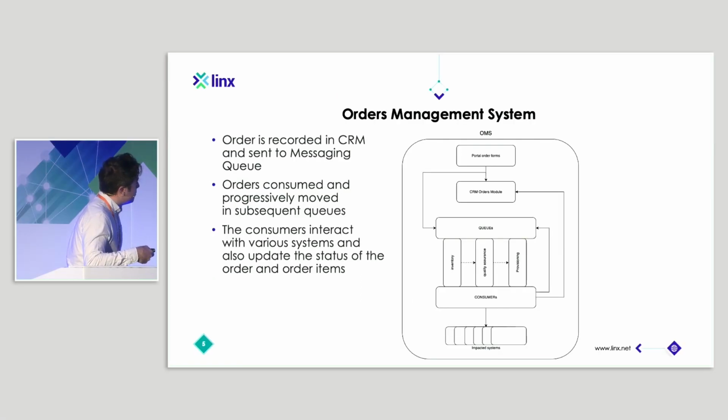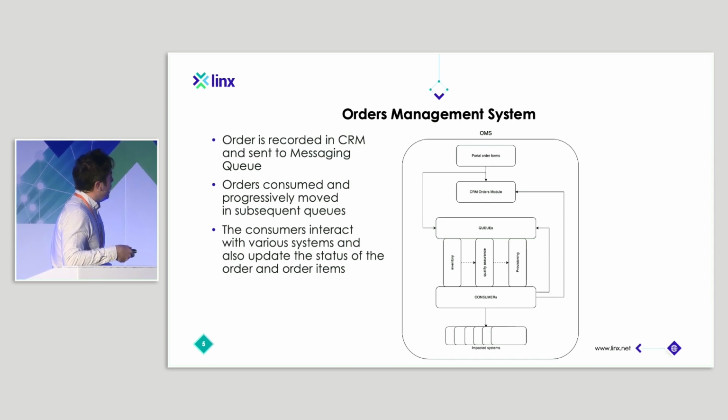Everything starts from the portal order forms, which create via API an entry in the order module in CRM, which is our business support system, Sugar CRM. And then it sends a message to the queue to bootstrap the process on the inventory. And yeah, that's pretty much it. This is the high level of the system.